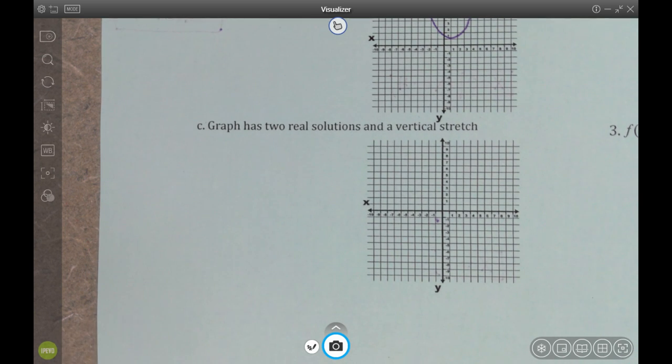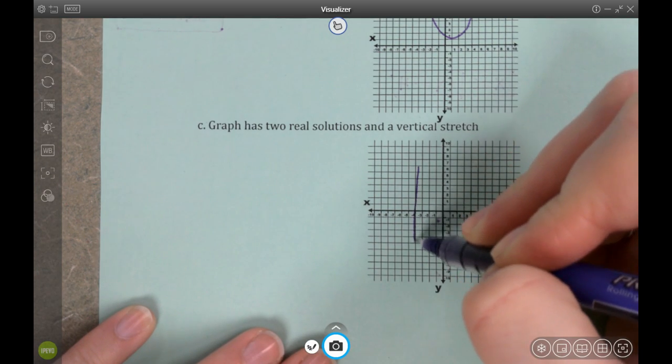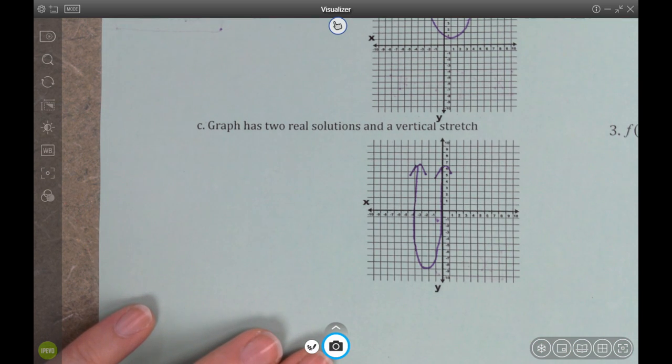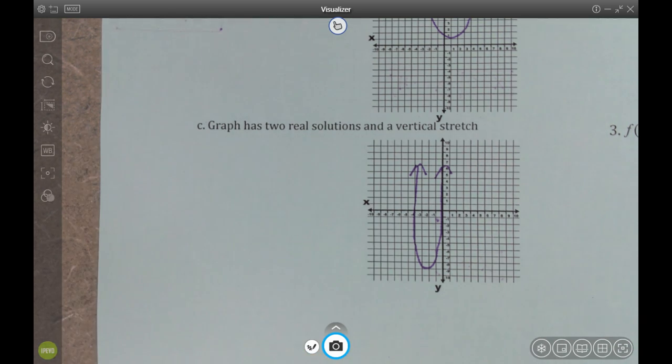On the last one, what does a vertical stretch do to your graph? A vertical stretch is going to make it really skinny, right? So it's going to make it really tall and skinny. So it has two real solutions. So what does it do with your x-axis? It's going to cross twice, and it's going to be really tall and skinny. So I made mine look like this. As long as it crosses the x-axis twice, and it's tall and skinny, it's good.